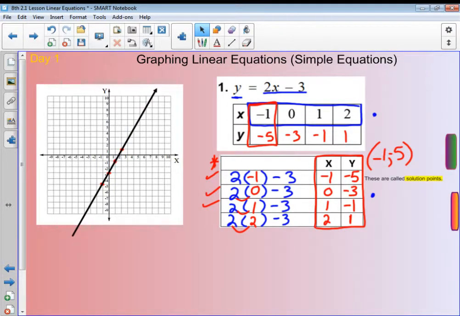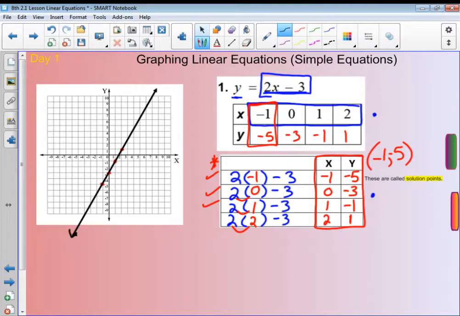Because what I'm saying by using that line all the way through is that any point that falls on that line is a solution to the equation of 2x minus 3. Not just the 4 points that I graphed, but every point that falls on that line is a solution to that equation. So that's why I have the arrows in both directions and I extend the line all the way through my graph. It's not just the 4 points that I chose.